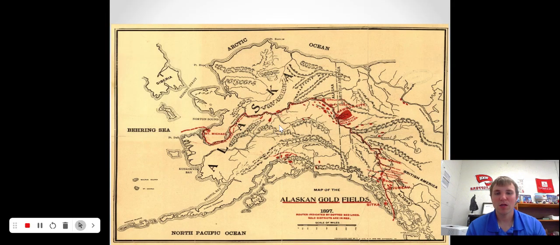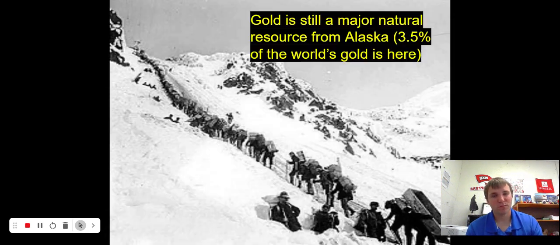But anyway, we discovered something very valuable in Alaska, and it was the same thing that lured people to California, and that was gold. Okay? Right here, and this is on your notes, we still have a decent amount of gold in Alaska today. About 3.5% of the world's gold is here, and those minerals and rocks make up about, I think it's 12 to 15% of the Alaskan economy.